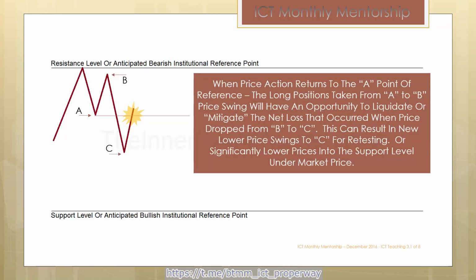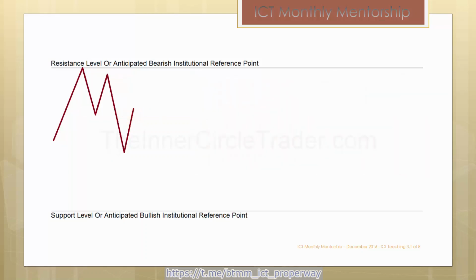You have point A, point B, and point C. When price action returns to the point A reference, the long positions taken from A to B price swing will have an opportunity to liquidate or mitigate their losses that occurred during the price move from B to C. Now this can result in new lower price swings to C for retesting, or a significantly lower price move into a support level that's under the market price. In short, this is an opportunity to sell whatever particular market or asset class this is.